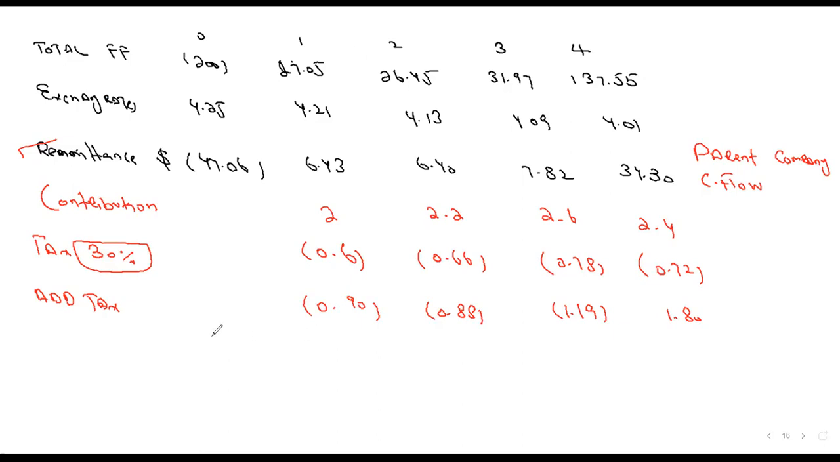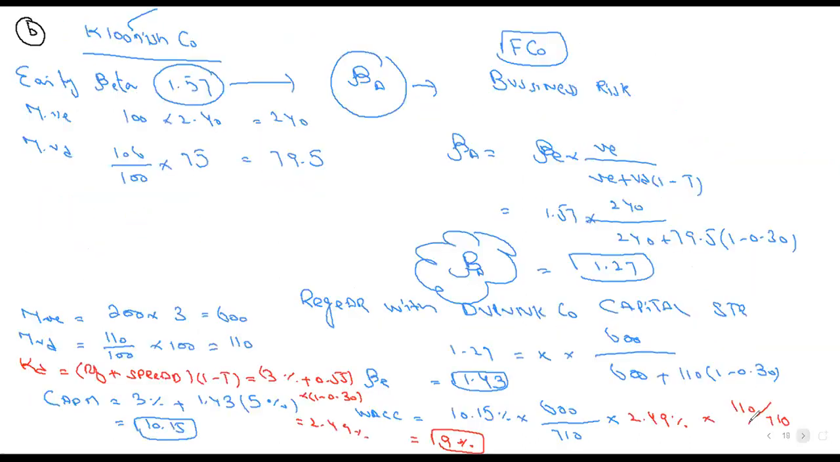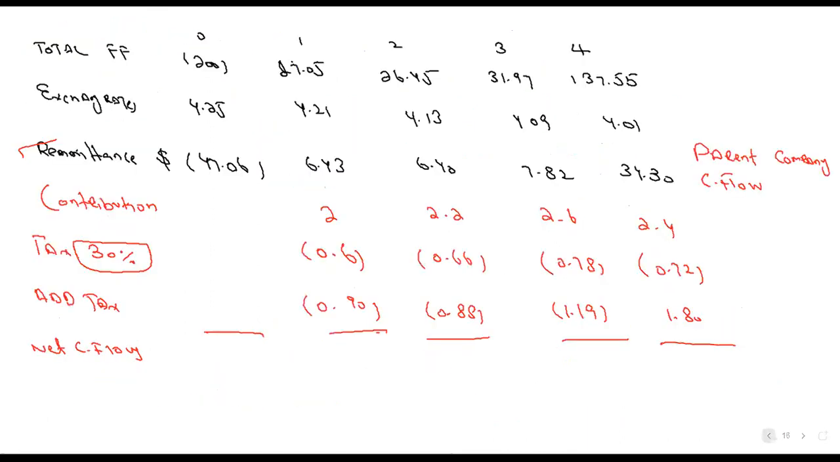Now you have your net cash flows. What was the discount factor which we have already computed, guys? This was 9%. These are net cash flows.